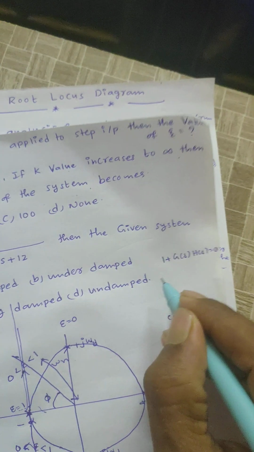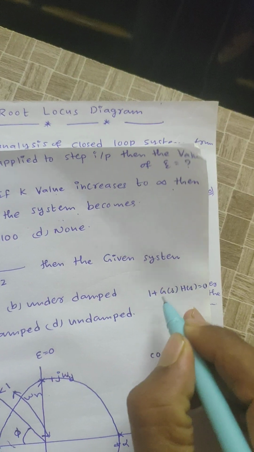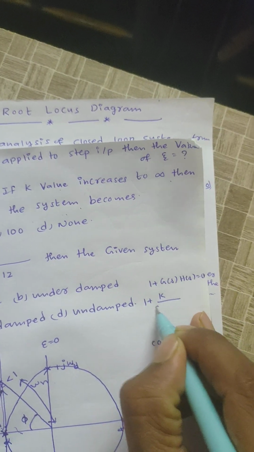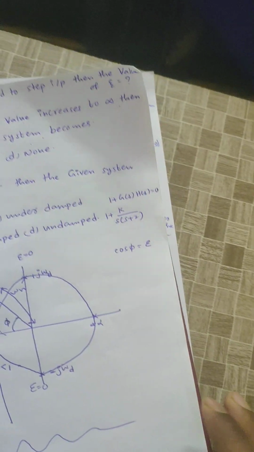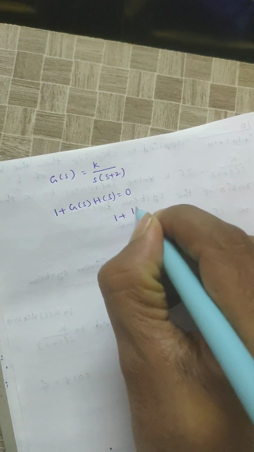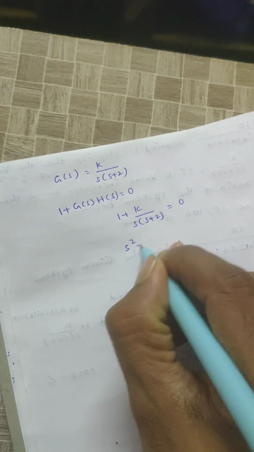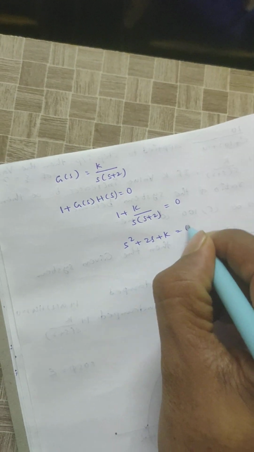Okay, now see here, 1 plus k by s into (s plus 2), right? You can take a separate paper. What is the G of s value? G of s is equal to k by s into (s plus 2), right? Then the characteristic equation 1 plus G of s into H of s equals 0, that is 1 plus k by s into (s plus 2), right? That gives s square plus 2s plus k equals 0, right?